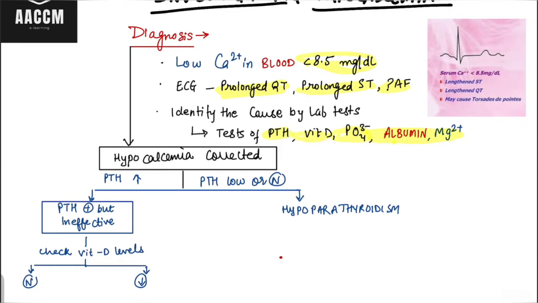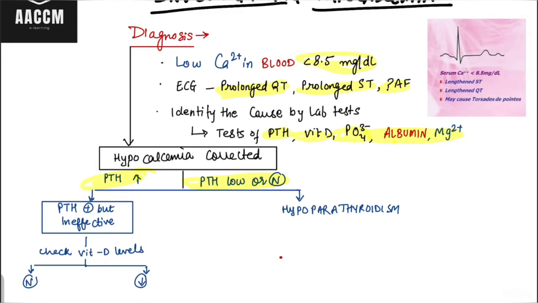One thing we have seen is that in this particular scenario where the calcium levels are low, you have to check whether the hypocalcemia is corrected or not, to rule out pseudo-hypocalcemia, right? In certain scenarios, check the levels of parathormone hormone. It can be increased, or it can be low or normal. If it is increased, we should know that the parathormone is present in the serum, but it is ineffective. At that point, we have to check the vitamin D levels in the body. It will be either normal or low, right?